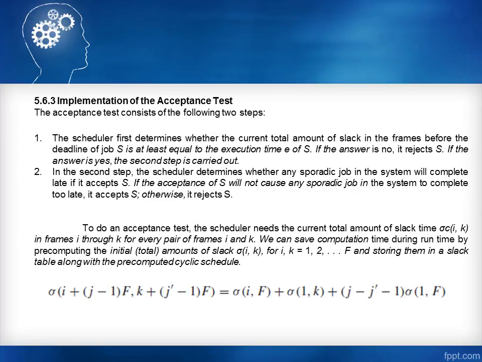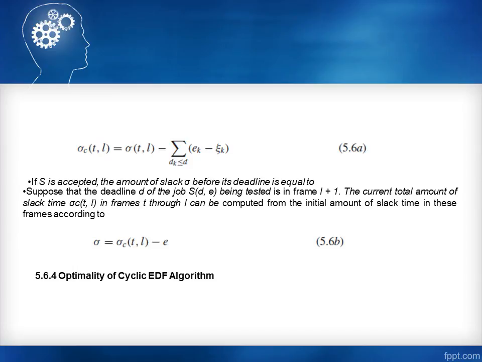This is the equation which shows the calculation, the estimation of slack time. If S is accepted, the amount of slack sigma before its deadline is given by equation 5.6a. Suppose that the deadline D of the job S(D, E) being tested is in frame L plus 1. The current total amount of slack time sigma_c(T, L) in frames T through L can be computed from the initial amount of slack time in these frames according to equation 5.6b.